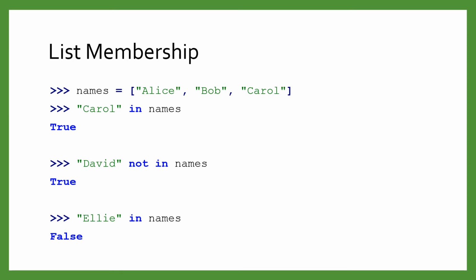Much like strings, you can ask if a list has a specific value in it. The in operator has a list on the right, and any kind of value or variable on the left. There is also a not in operator.